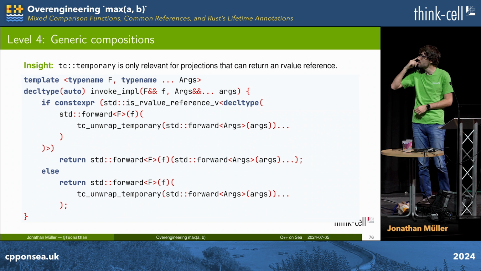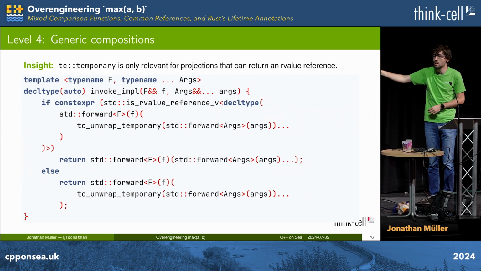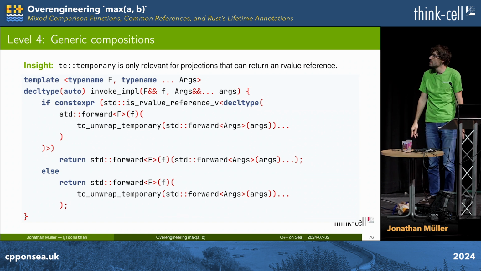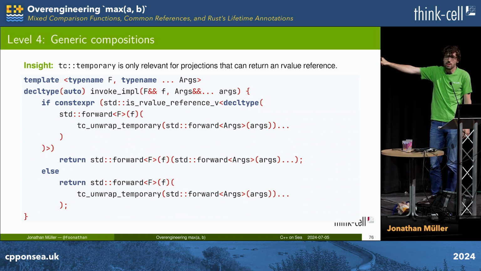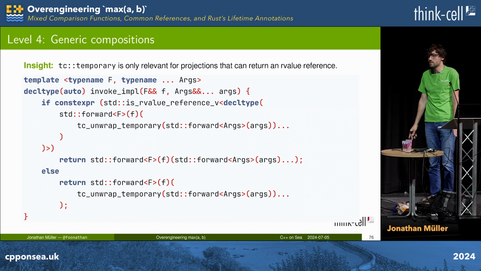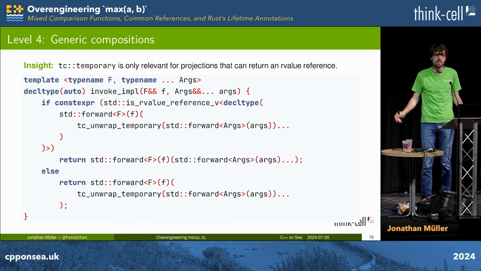And this optimization actually made it feasible to just apply this thing in our code base. Because the vast majority of projections that are written in all of our application code fall in the second case. They don't return r-value references, so they absolutely don't need to know about the existence of TC temporary, and you can just write regular code that takes regular references and write regular C++ code.